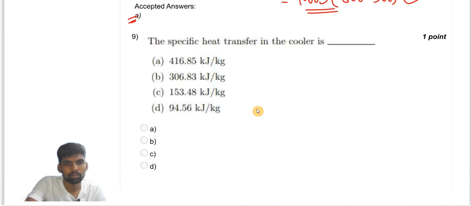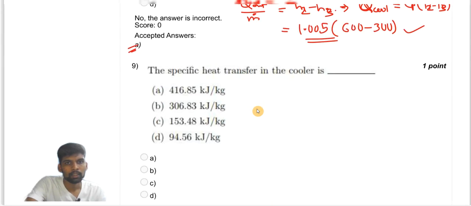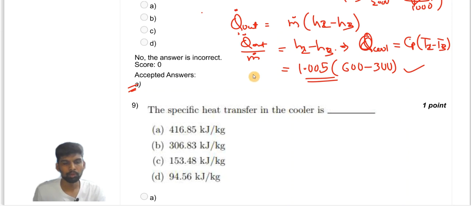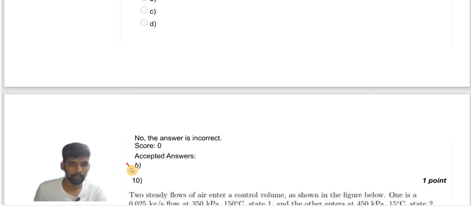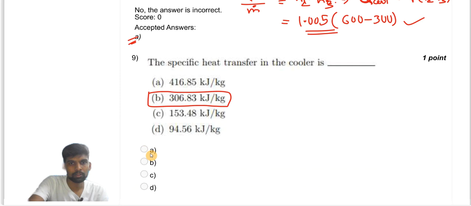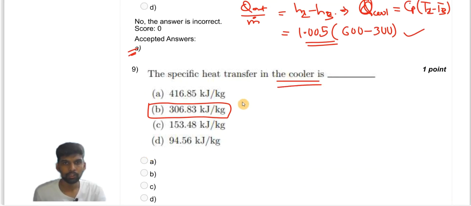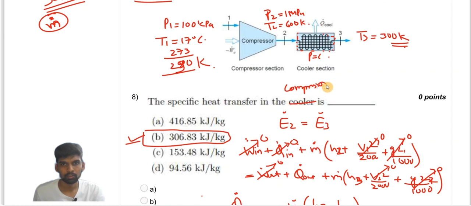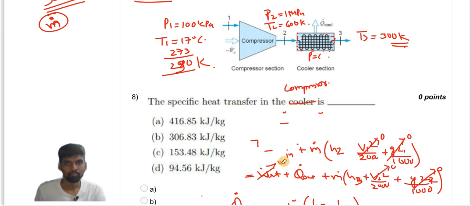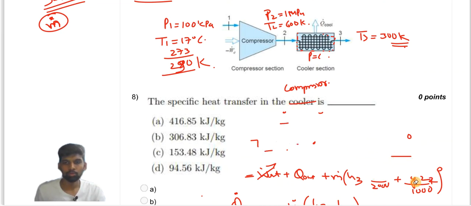Sorry, miss. I think in the first part they are asking about the compressor. So for the second part they have correctly given B as the correct answer. The heat transfer in the cooler is 306 point something, but here they want to ask about the compressor. It's a printing mistake. That's why the absurd answer was coming. So the same thing we have to do for the compressor, nothing new.